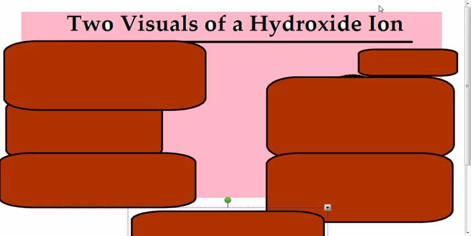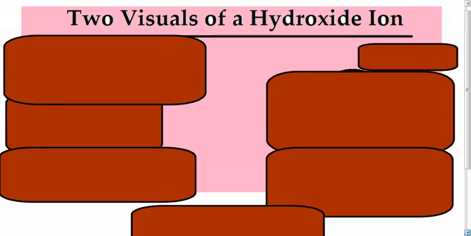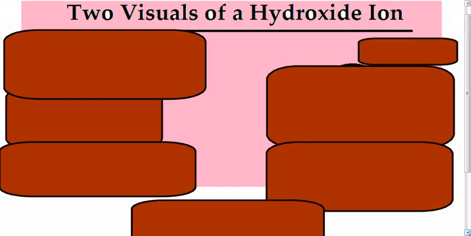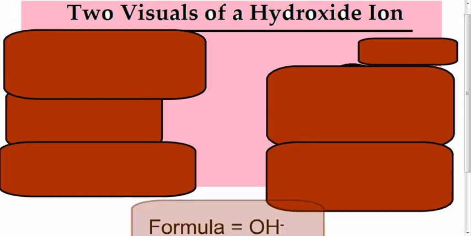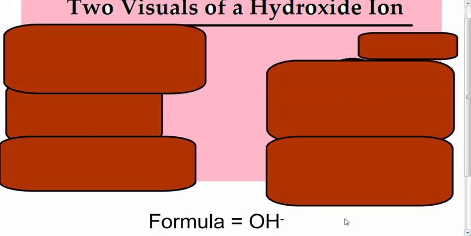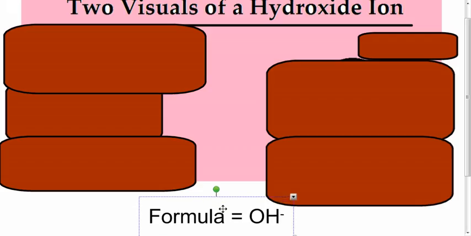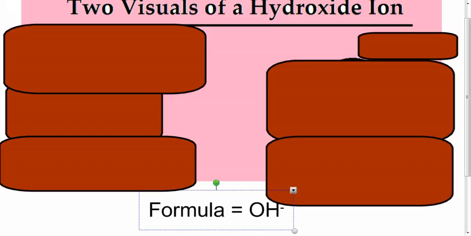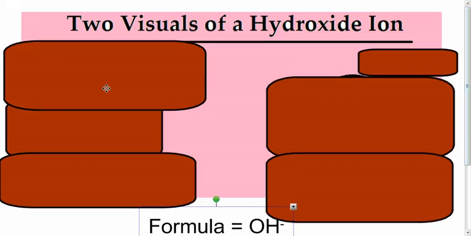Now, here are some visuals of what they look like. This is hydroxide. Hydroxide formula is OH negative, all right? It has an oxygen and a hydrogen, all right?